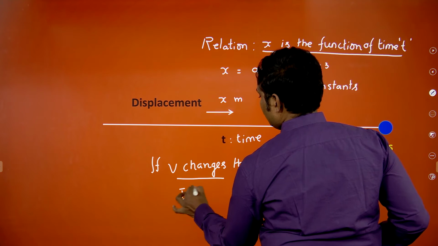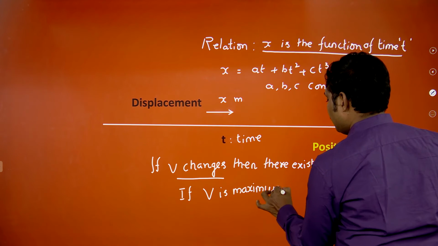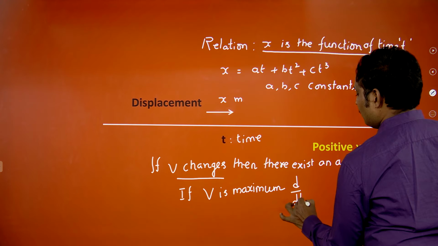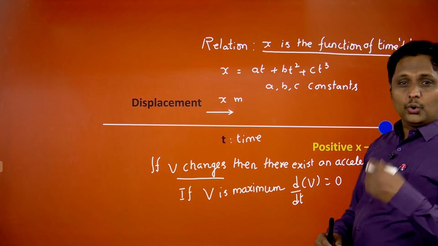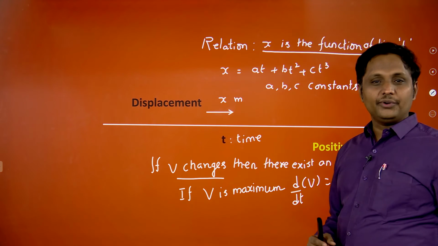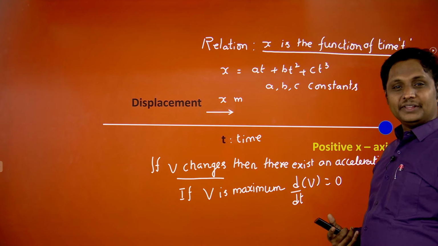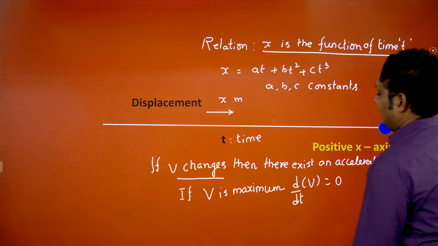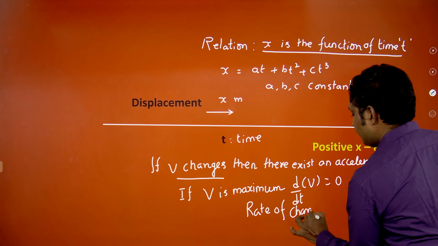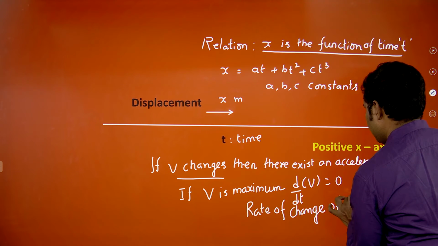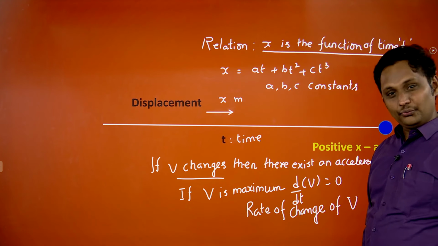If v is maximum, what can you write? d by dt of v is equal to 0. I think this is new for you. If you have any idea about this one, you can understand the matter easily. That rate of change of v, all right, rate of change of v is going to be represented as d by dt of v.